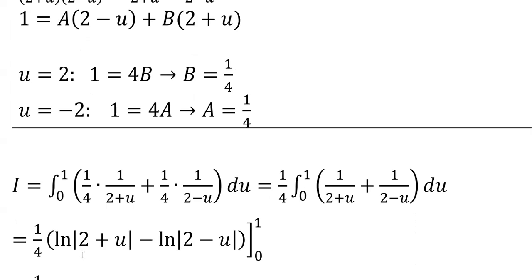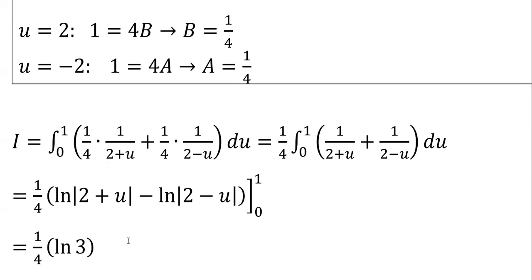Okay, plug in the upper bound, we get ln 3 minus ln 1. ln 1 is just 0. Plug in the lower bound, we get ln 2 minus ln 2, which cancels out, right? So we get ln 3 divided by 4. And that's my answer.